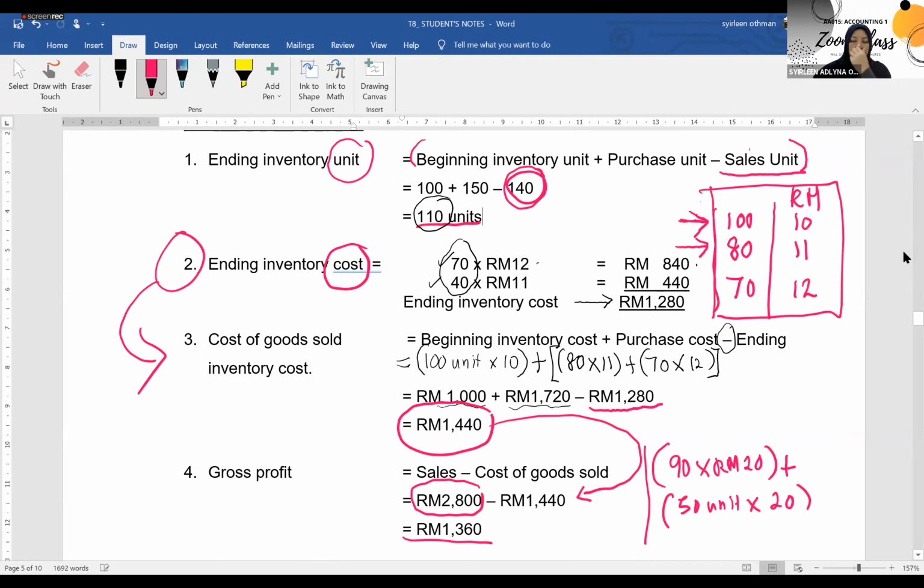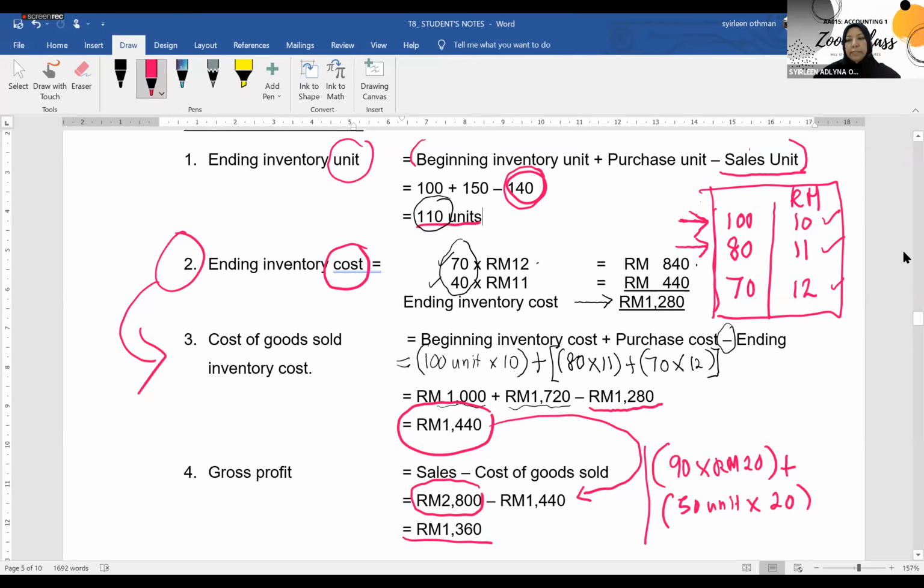Bila saya nak kira ending inventory cost, I akan fokus pada beginning inventory dengan purchase sahaja. Sebab saya nak tahu berapa inventory yang saya ada. Okay, so sales tu saya tak mau ambil kira lah, because I want to calculate my ending inventory. Okay, ini stok yang memang ada di tangan. Ini the first item you purchase on the 10th, 10 hari bulan April kita beli 80 unit. Lepas tu second batch of purchase is on the 20th. Kita beli another 70. Okay, alright.